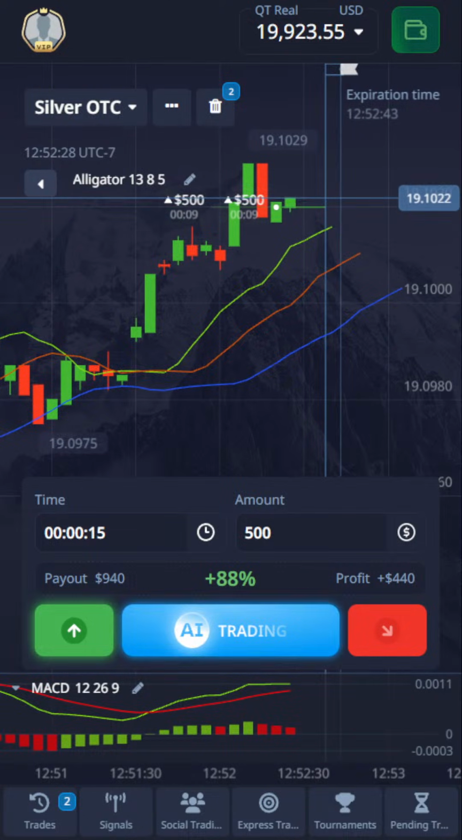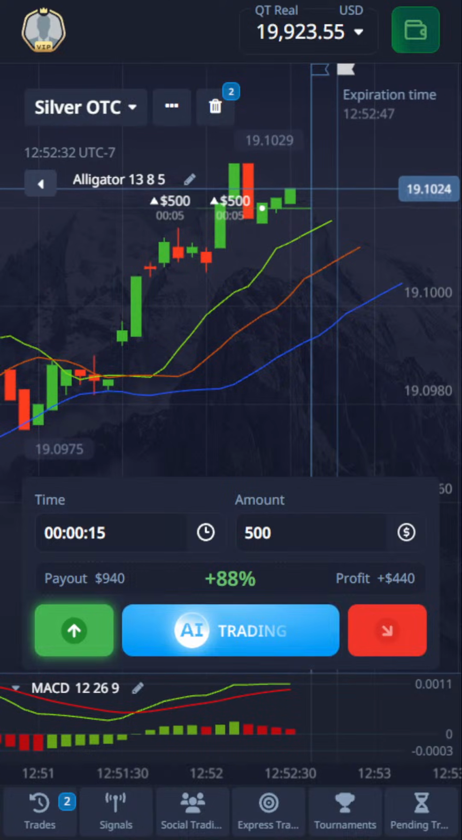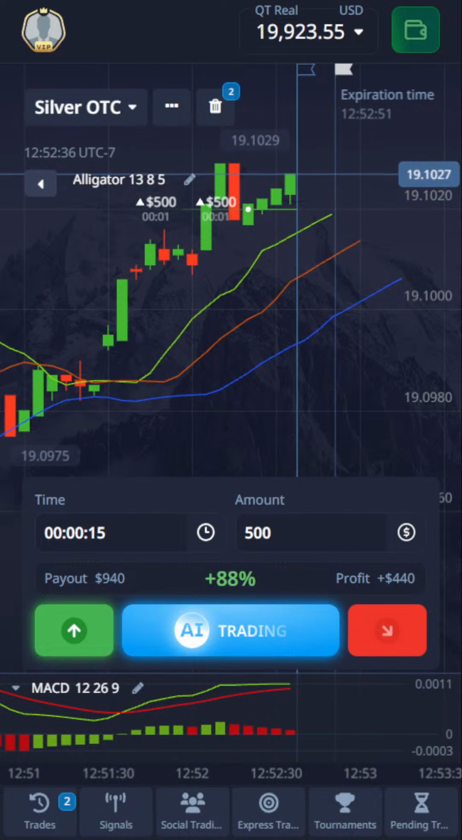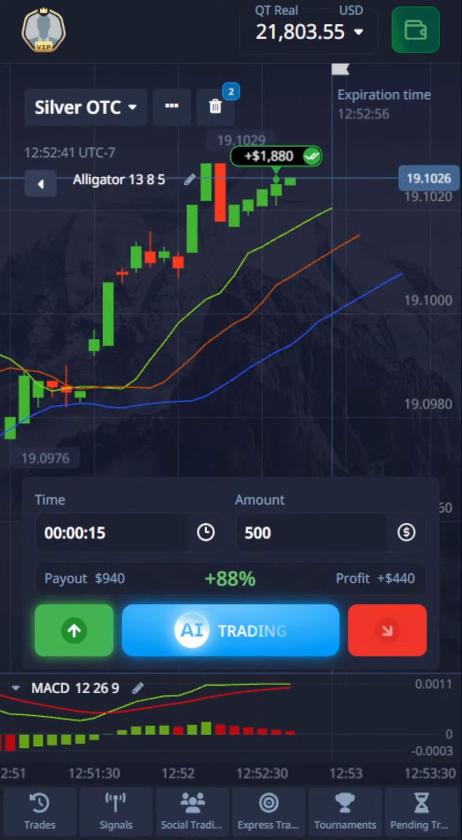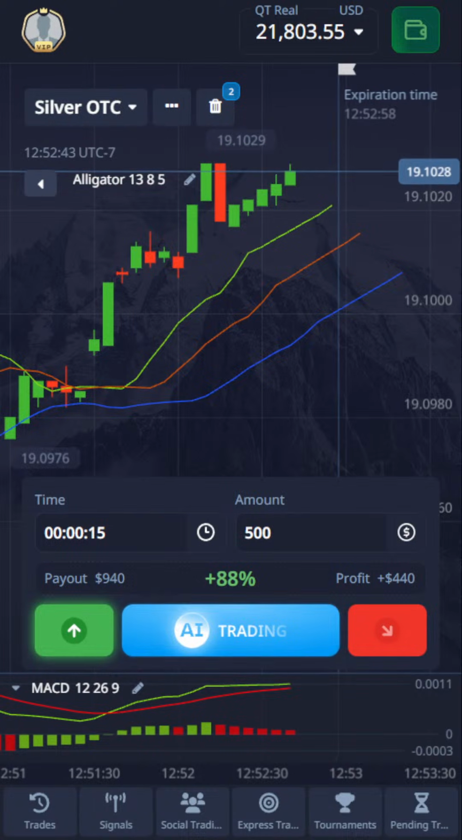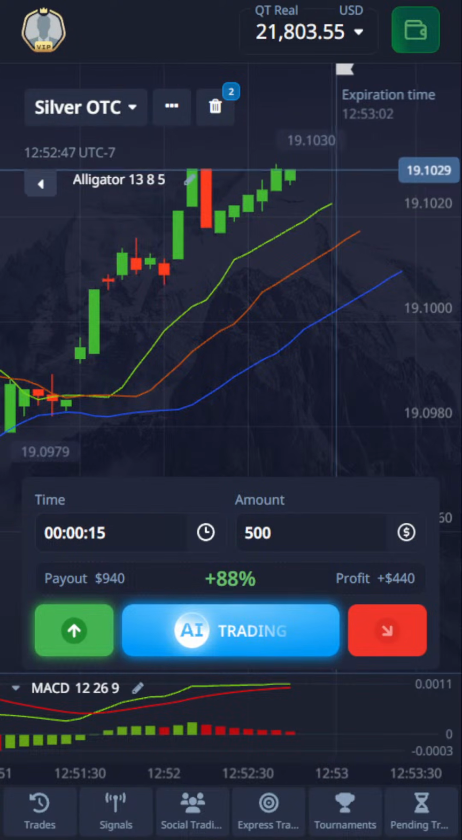What device are you using to trade? I'm using a computer, or I should say I'm using a PC. Yes, so that's what I use for the trades.